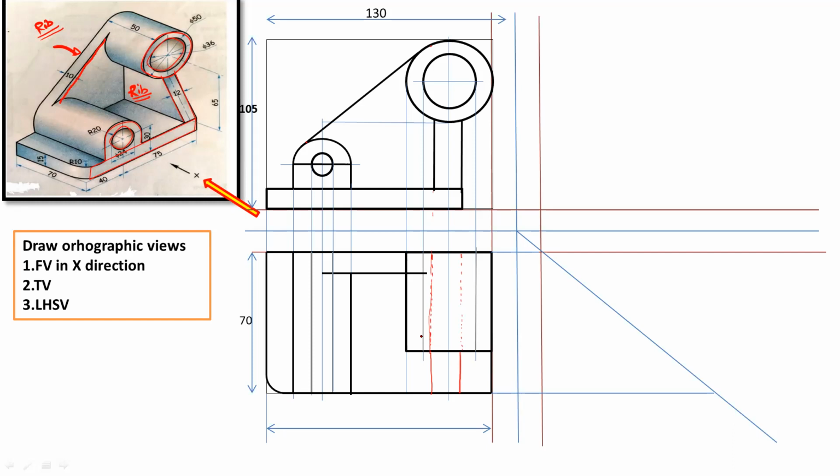Now for the side view, your side view will be here. Okay, on the right side of the front view, because it is a left hand side view. So in the first angle projection method, left hand side view, it will be on the right side, and right hand side view, it will be on the left side. Okay. So this is your left hand side view, that is the LHSV.